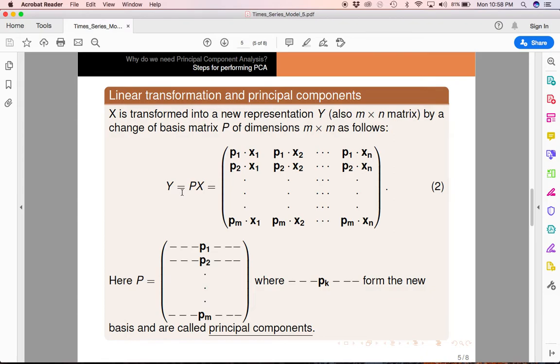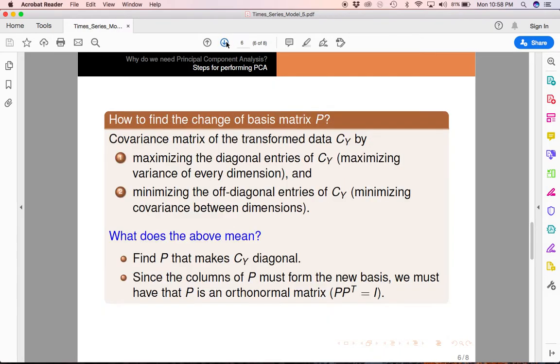We don't know what P is, but let's say P comprises all these row vectors, P sub 1 and so on, stacked on top of each other, where each row forms the new basis, which I call the principal components, for a reason that will become clear in the next few slides. So how do we find the change of basis matrix P is the quintessential question.